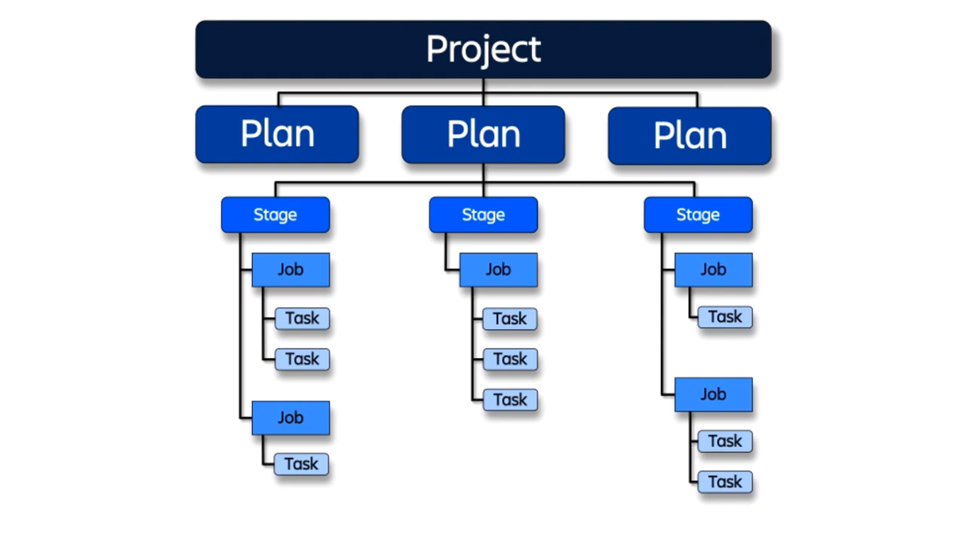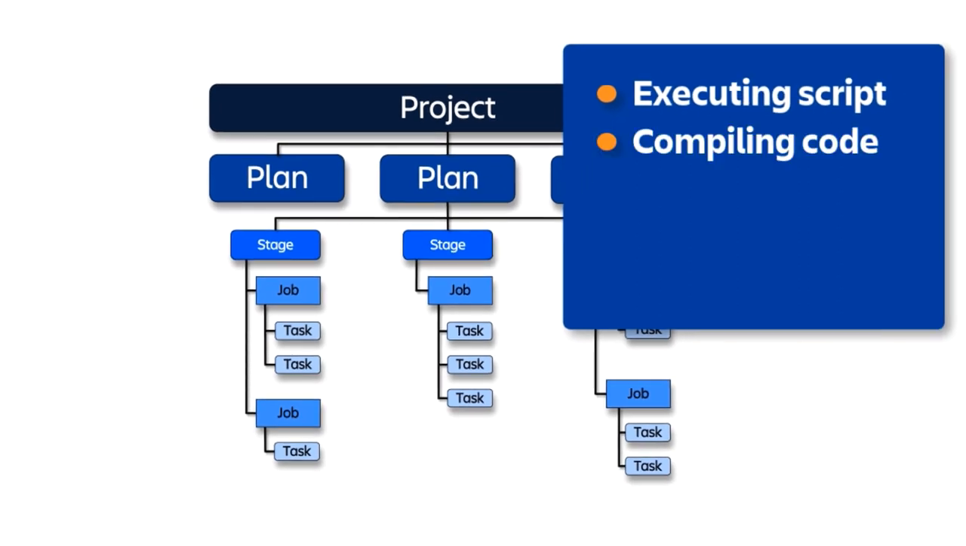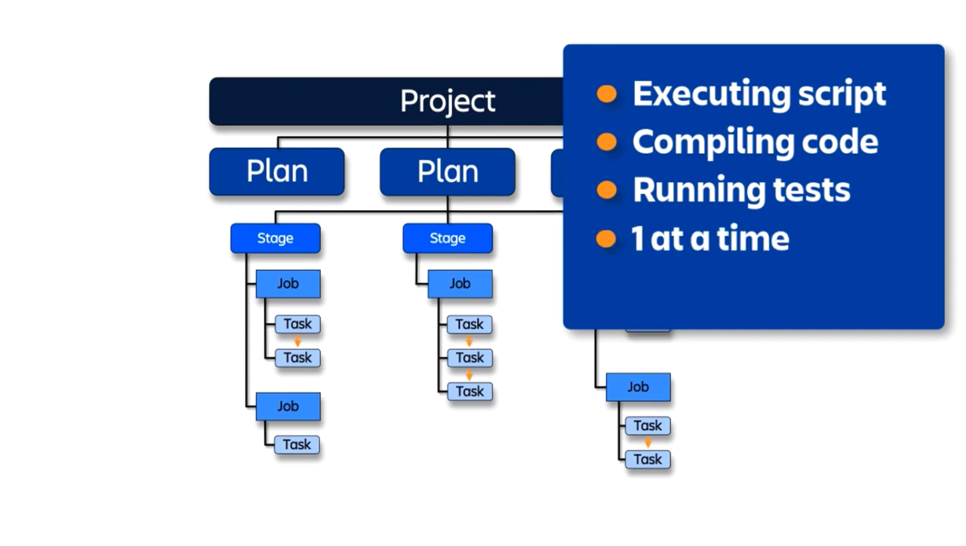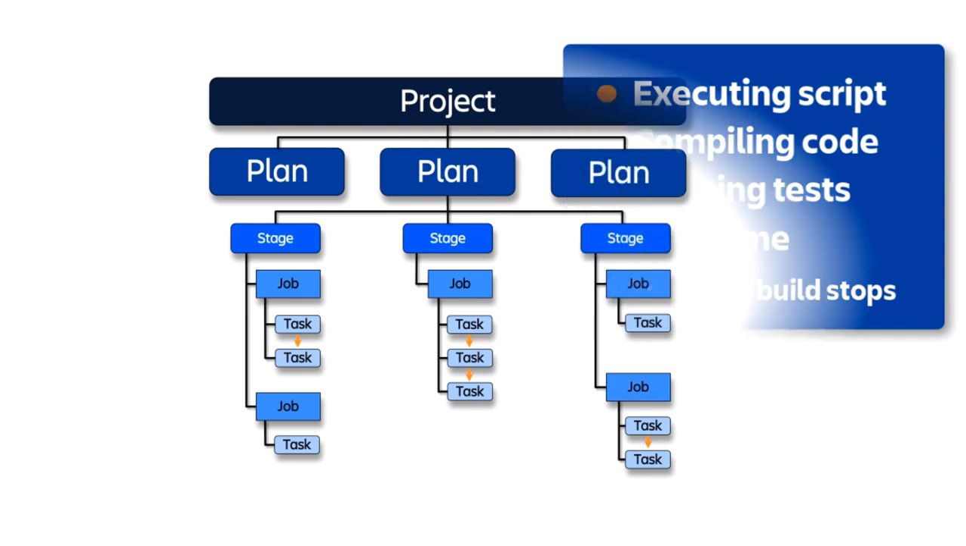Tasks are the individual operations that comprise your builds, such as executing a script, compiling code, or running tests. Tasks execute one at a time in the order you specify. If a failure occurs, Bamboo executes that task to whatever extent possible and then stops the entire build.